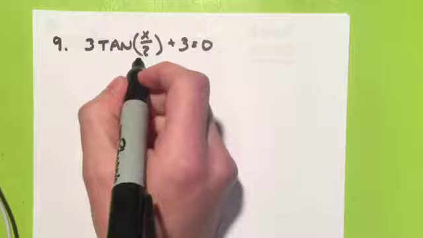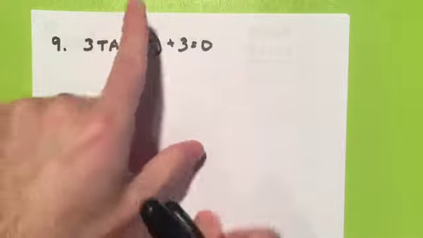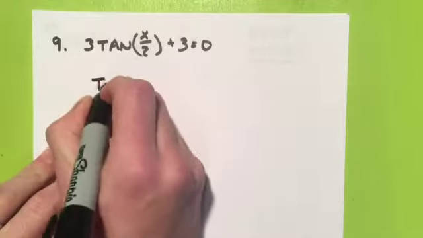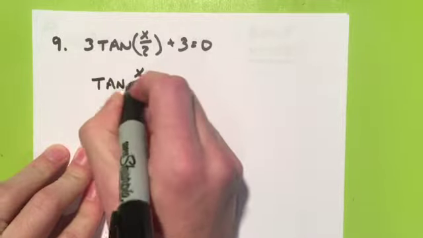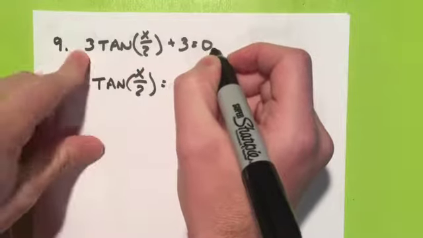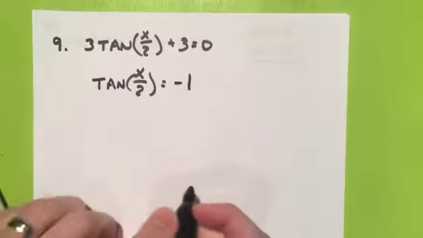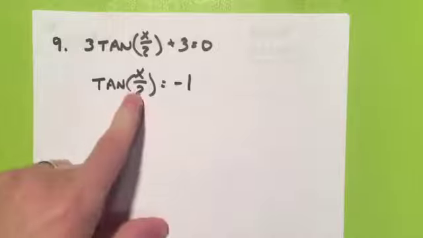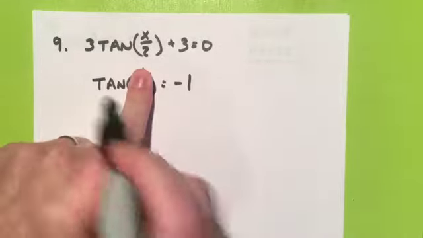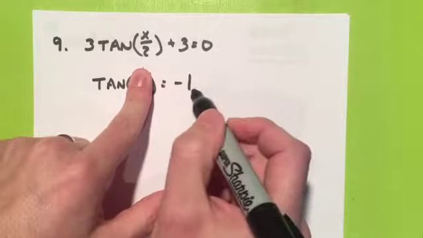Another similar, but it's tangent now. And we're going to work from the outside in. I'll subtract 3. I will divide by 3. So we're going to have tangent of x over 2 equals, subtract 3 gets us negative 3, divided by 3 gets us negative 1. That's on the circle. Now we have tangent of x over 2 equals negative 1. Tangent of something equals negative 1.